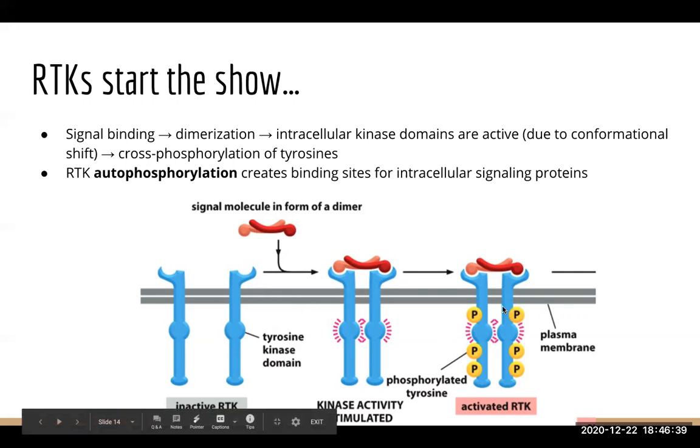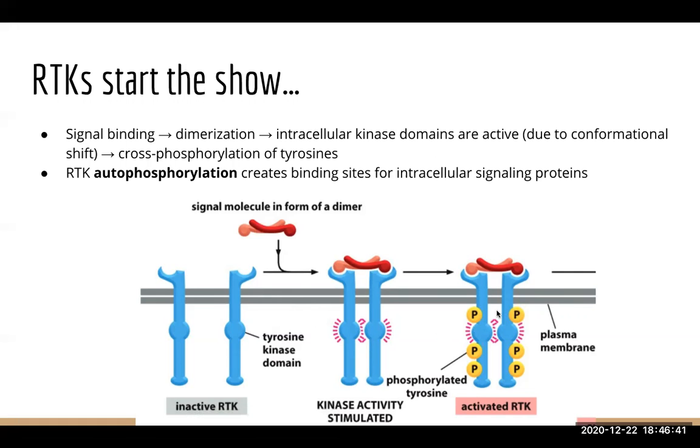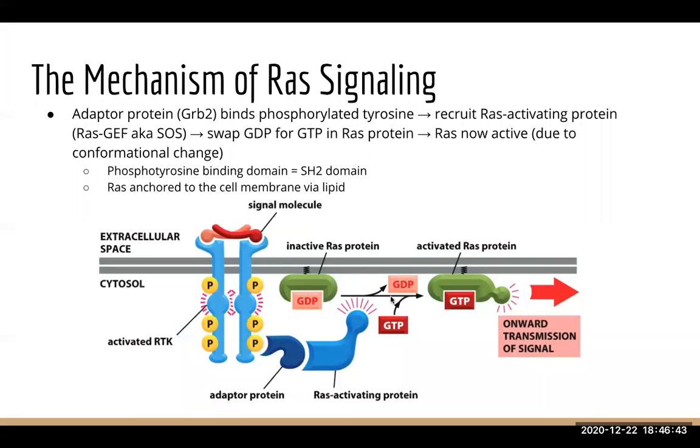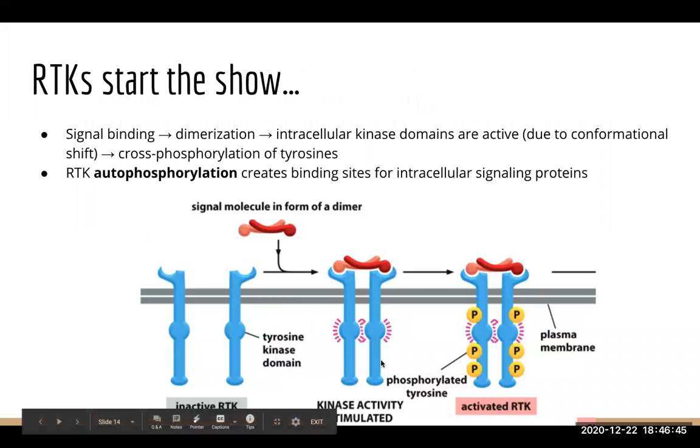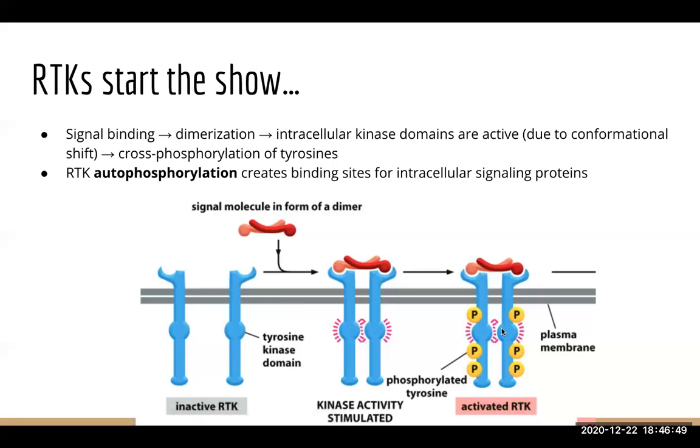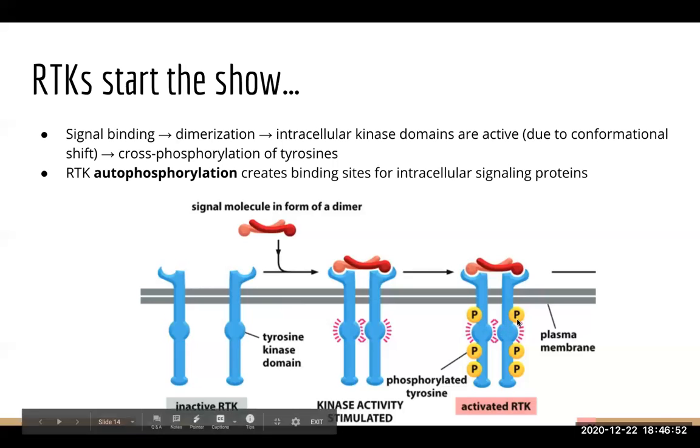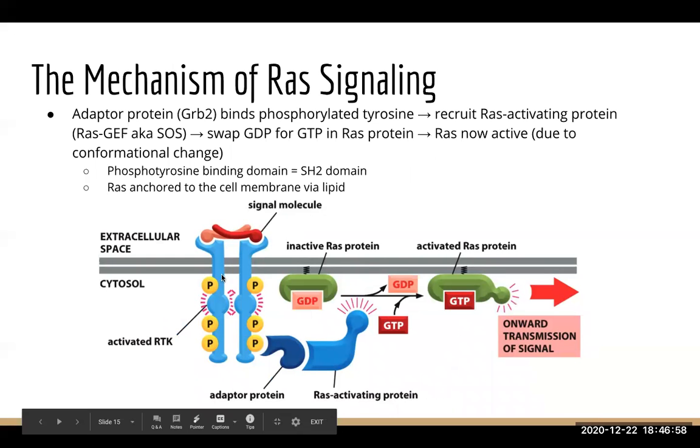So once the kinase activity of the RTK is activated, it can now autophosphorylate, which is what Sebastian mentioned before. And see these yellow P's, they are the phosphates. So now this is a fully activated RTK. And you can go to the next slide, Sebastian, which creates these binding sites for proteins.